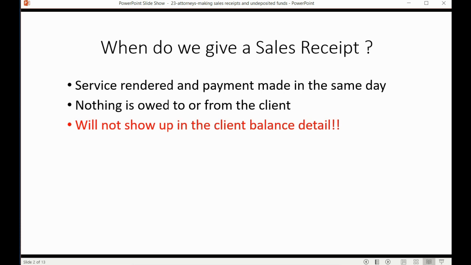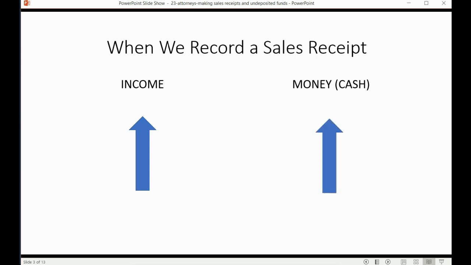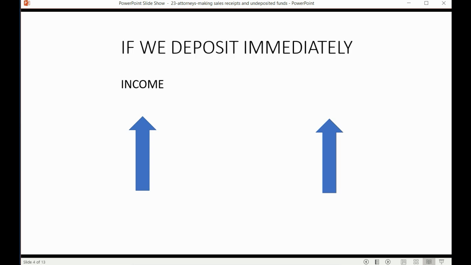That means that when you record a sales receipt in QuickBooks, it will not show up in the client balance detail. When we record a sales receipt, our income goes up because we just rendered a service. And our money, our cash, just went up. Otherwise, we would not have given a receipt if we were not just handed cash.